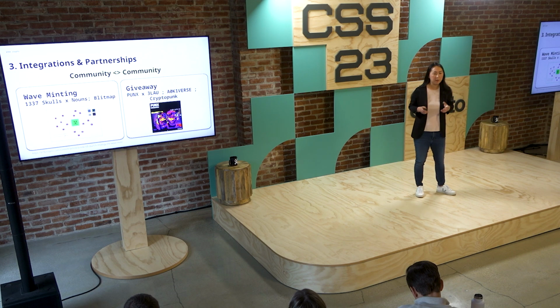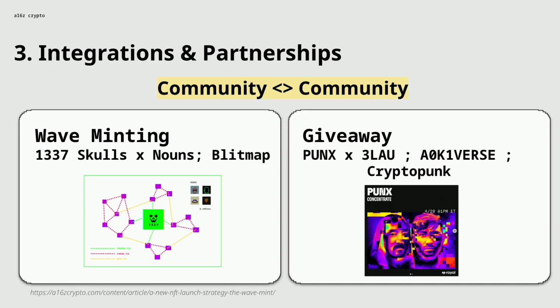And you can also have community-to-community partnerships. So my colleague Scott Commoners has written about a technique called wave minting, where in this case, 1337 Skulls allowed other NFT community holders to mint in waves, starting with the most closely aligned communities, in this case, Nouns and Blipmap. Another example of a community-to-community partnership is when DJ Steve Aoki and Justin Blau created a group called Punks, and they did an NFT giveaway where you had to be a holder of this NFT in order to be eligible for the giveaway. In this case, Blau, Aokiverse, or CryptoPunk.